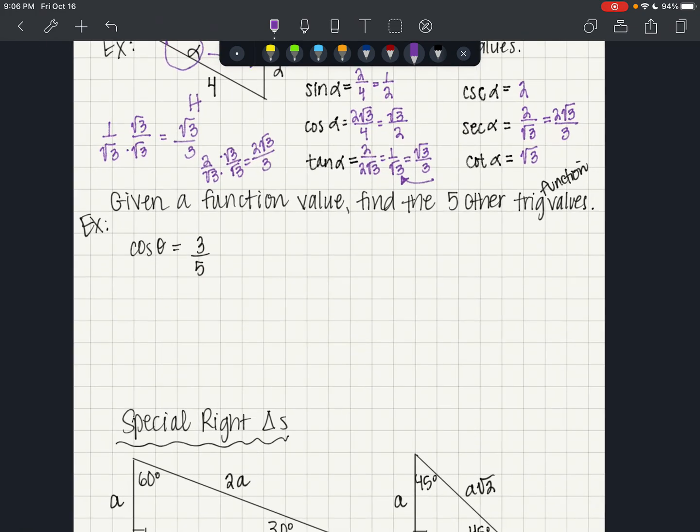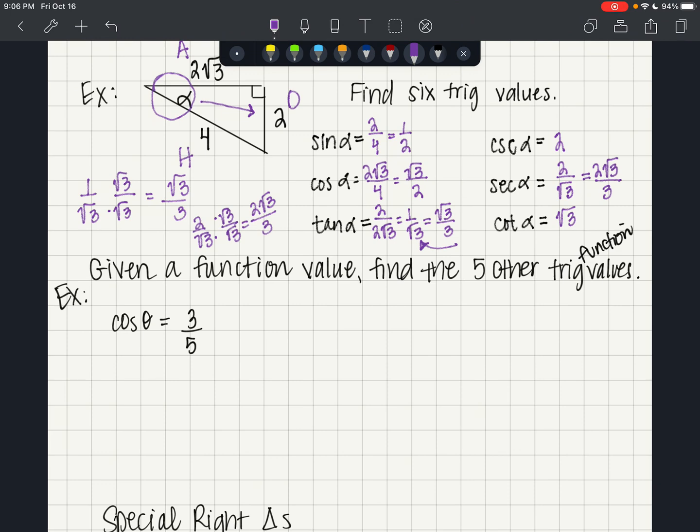Now, given a function value, let's find the 5 other trig function values. The cosine of theta is equal to 3 over 5. So how would we find the other 5? Well, I'm going to write all 6 of them down, once again, because it helps me remember which trig functions go together. Cosecant goes with sine, and secant of theta goes with cosine of theta. And this is indeed a theta, so that's a good thing. And then cotangent of theta. Sometimes I'm going to say theta when it's really an alpha or a beta, and that's because I use theta all the time.